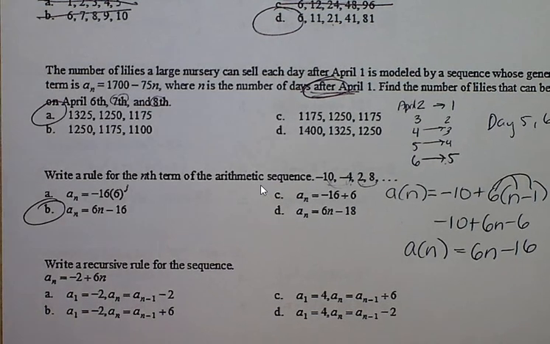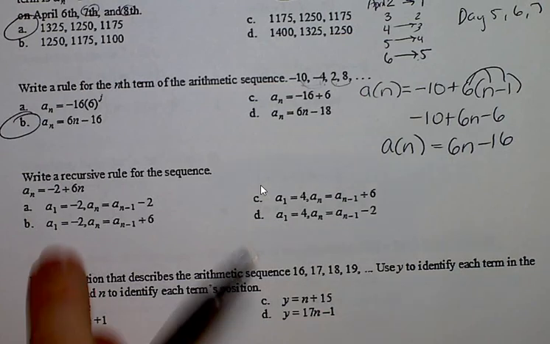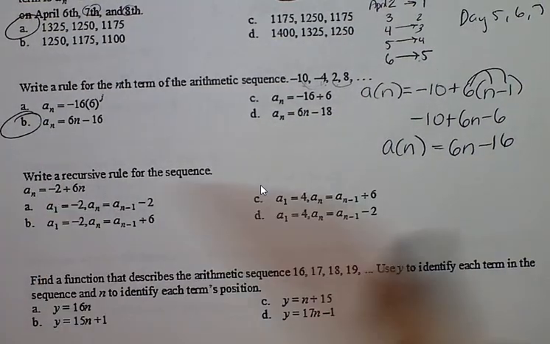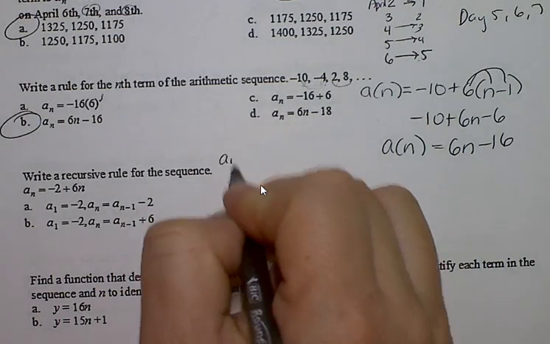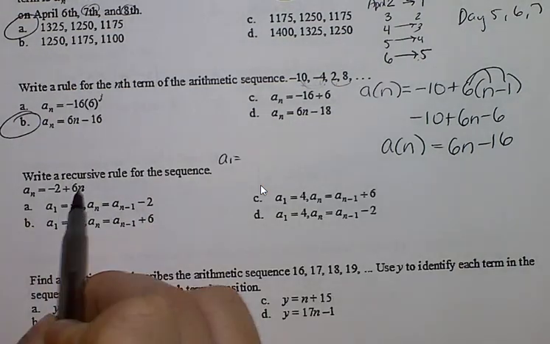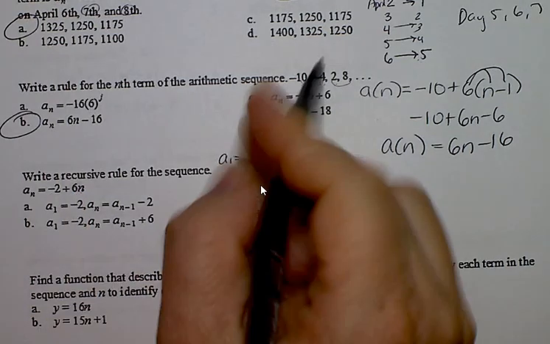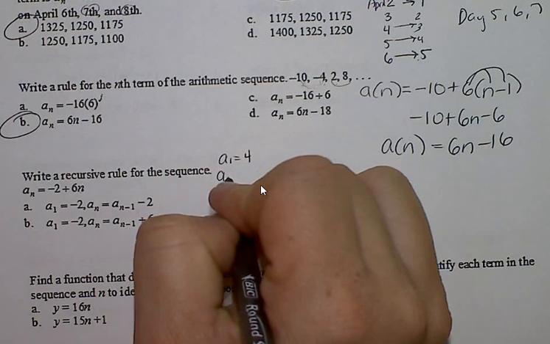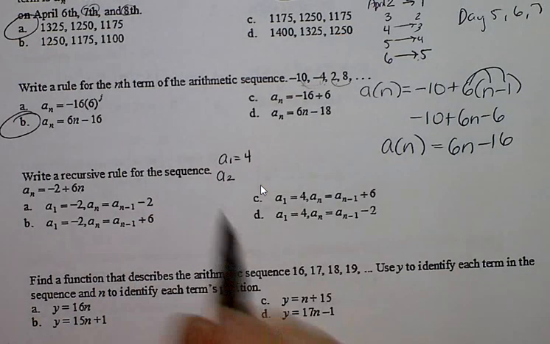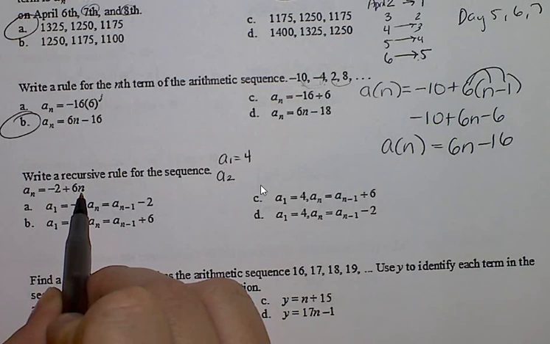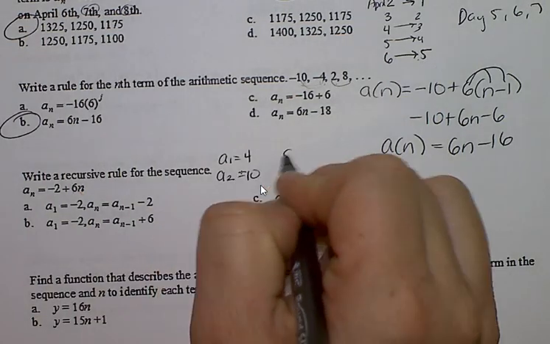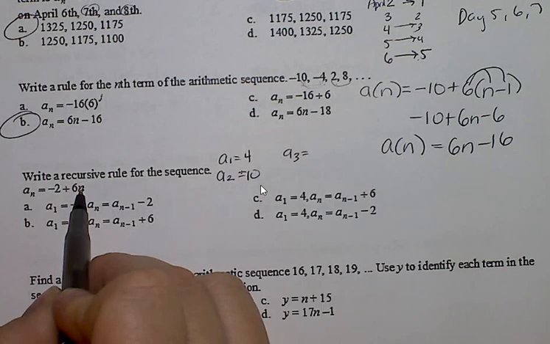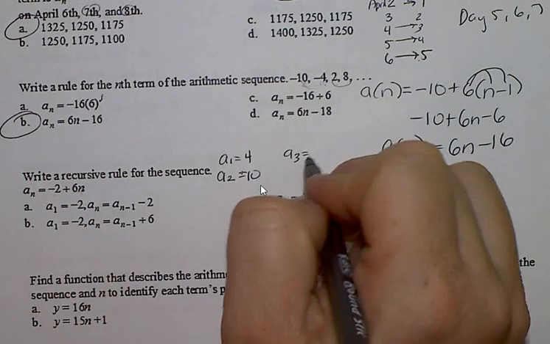Recursive rules. Okay, well, let's first make a line here so we can see what this looks like. If I want to know what's a sub 1, if I plug in 1, 6 times 1 is 6, and 6 and negative 2 is 4. And if I plug in 2, 6 times 2 is 12, and 12 subtract 2 is 10. Let's do one more. Plug in 3. 6 times 3 is 18. 18 and negative 2 is 16.